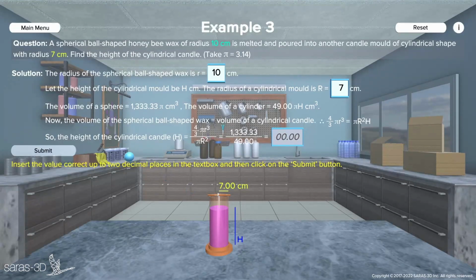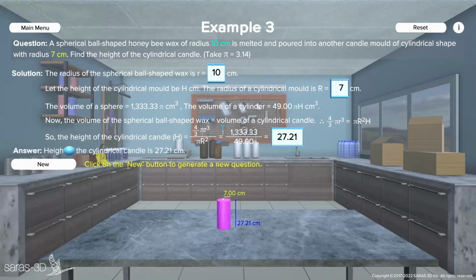Okay, so now how do we find the height of the cylindrical candle? The volume of the spherical ball shaped wax will be equal to the volume of the cylindrical candle. So that means these two formulas will be equal. We know what the values are, and after simplification of both sides, H will be the ratio of these two values, which will be something like this. So the value of H, which is the height of the cylindrical candle, will be 27.21. So that is the height of the cylindrical candle.